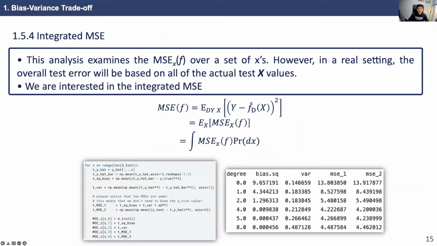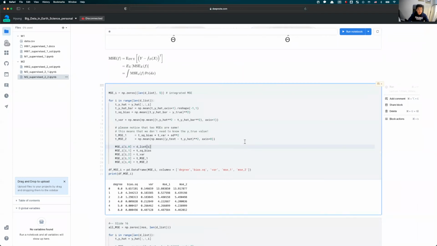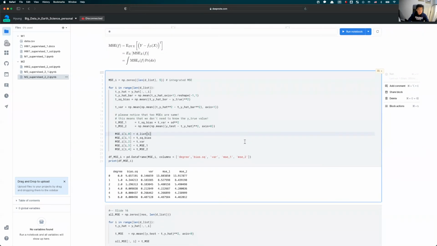So the previous analysis examines the MSE of F over a set of X's. However, in a real setting, the overall test error will be based on all of the actual test X values. So we are usually more interested in the integrated MSE. I calculated MSE in 2 different ways, and they have the same value. Please try to understand this code as well.